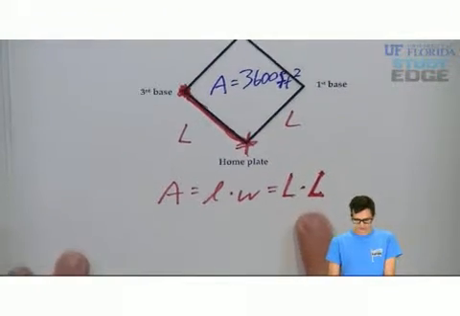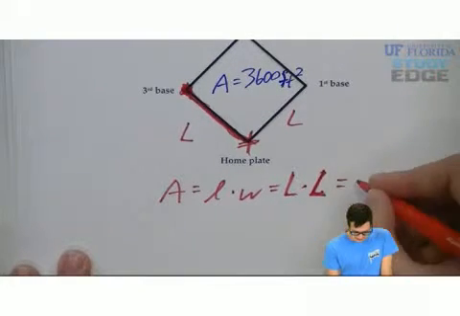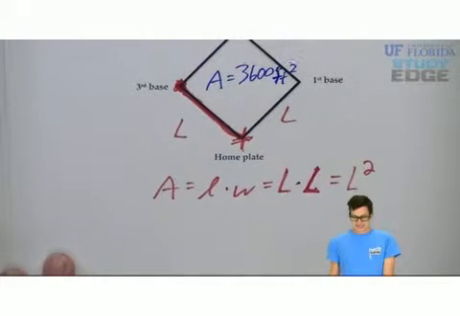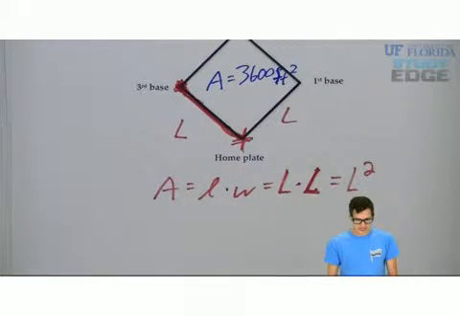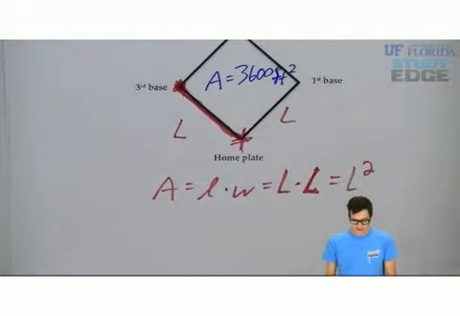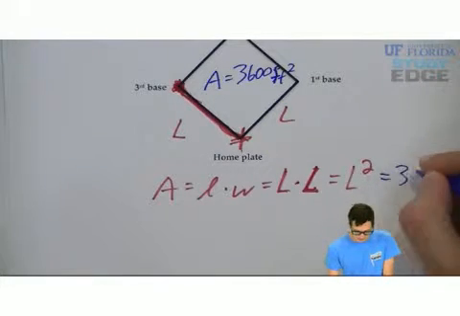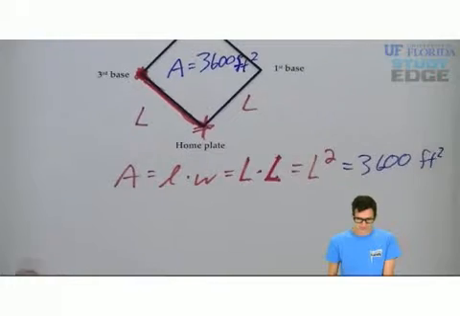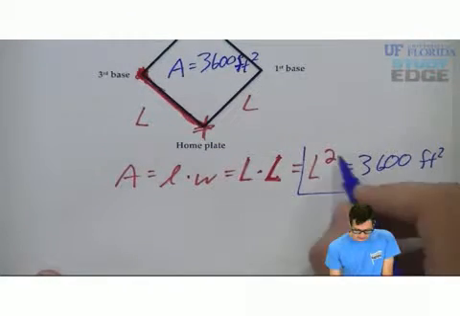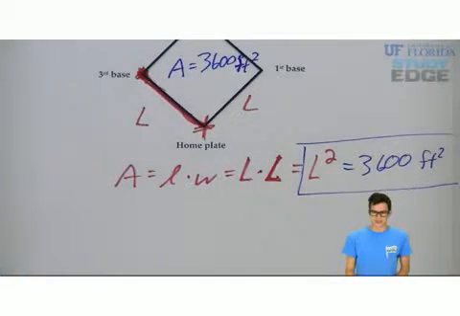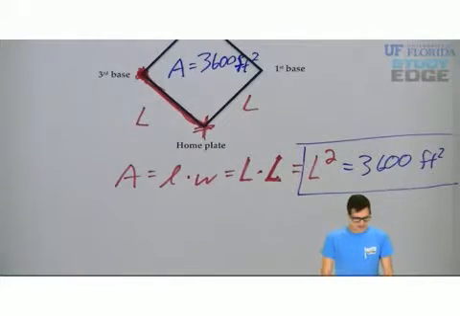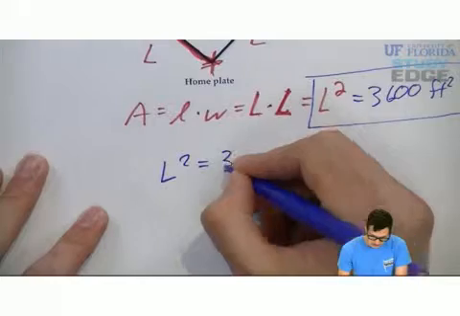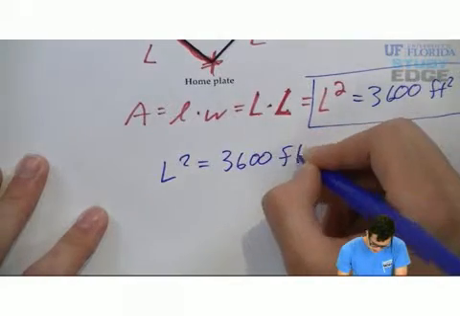Now, whenever we have L times L, we have a special way of writing that, right? We can write that as L squared. And in this case, we're also given a value for the area. We're told the area is 3,600 square feet. So we could set this equal to 3,600 square feet. And now notice we have an equation here with an exponent that we need to solve. So let's talk about how to solve that. All right, so I'm going to write again. That's what we're trying to solve. L squared is equal to 3,600 square feet.